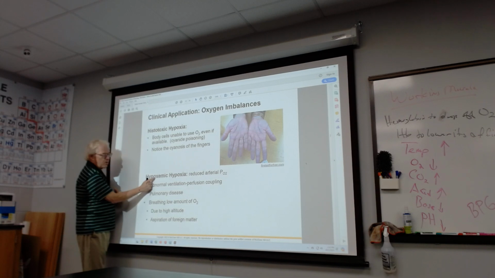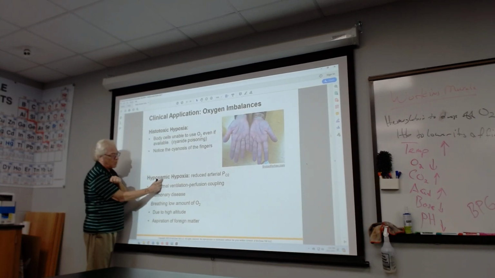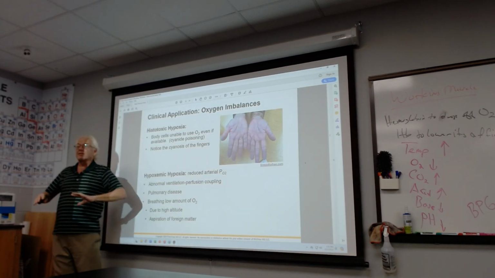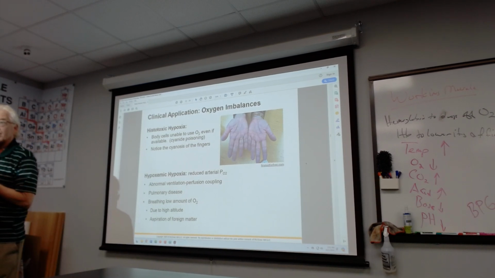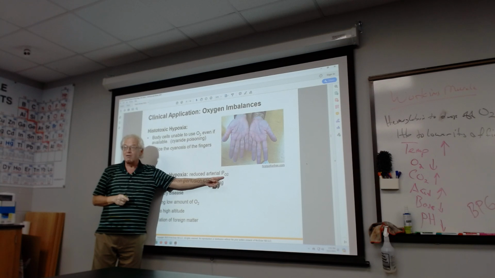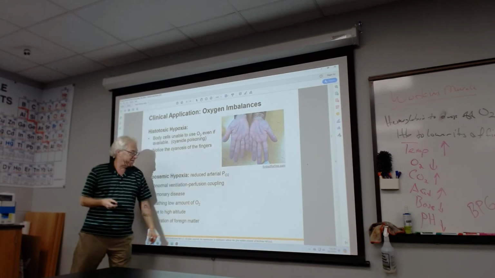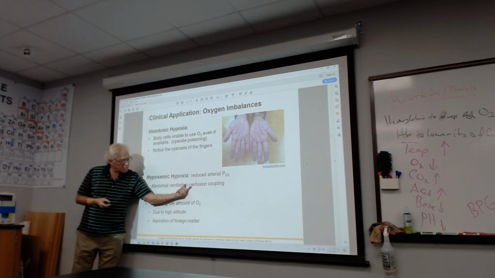And then there's hypoxemic hypoxia. Okay, what's hypo? Less. Less what? Oxygen. Where? In my blood. So it's not the fact that I don't have enough red blood cells or that my blood vessels are messed up. It's I can't get enough air. I can't get enough oxygen from the air. I can't get it in. Okay? So that could be a problem with ventilation perfusion coupling.